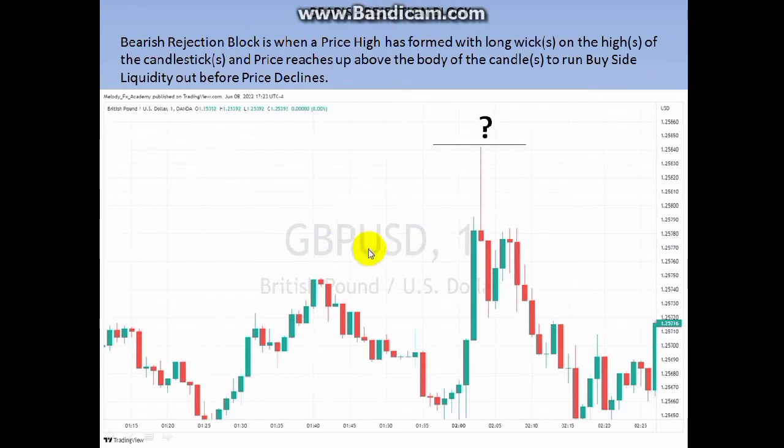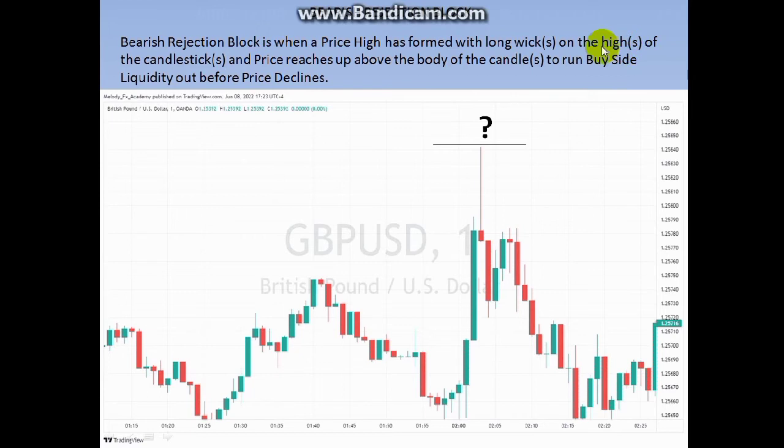So with that said, let's get down to the main topic of the day. We are going to be looking at a bearish rejection block. We're going to be looking at the definition, and whatever I'm saying right now is just reversed the other way around for a bullish rejection block. A bearish rejection block is when a price high has formed with a long wick, or wicks, on the high or highs. Notice the singular and plural form here, with the plural form in the bracket.